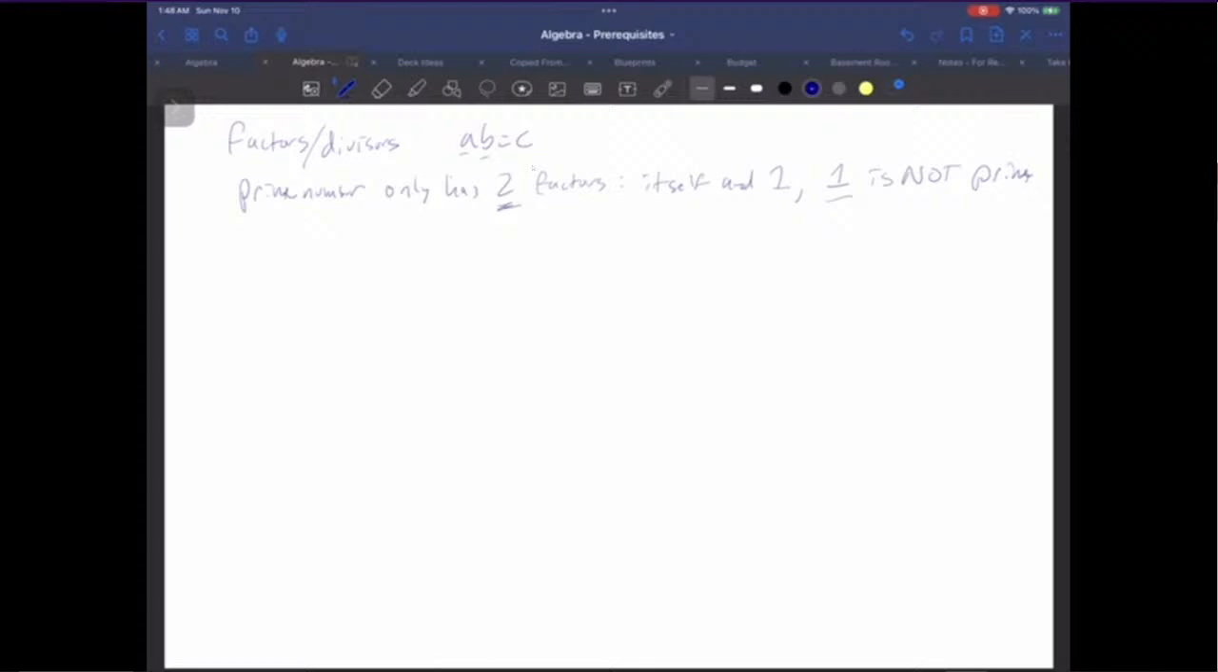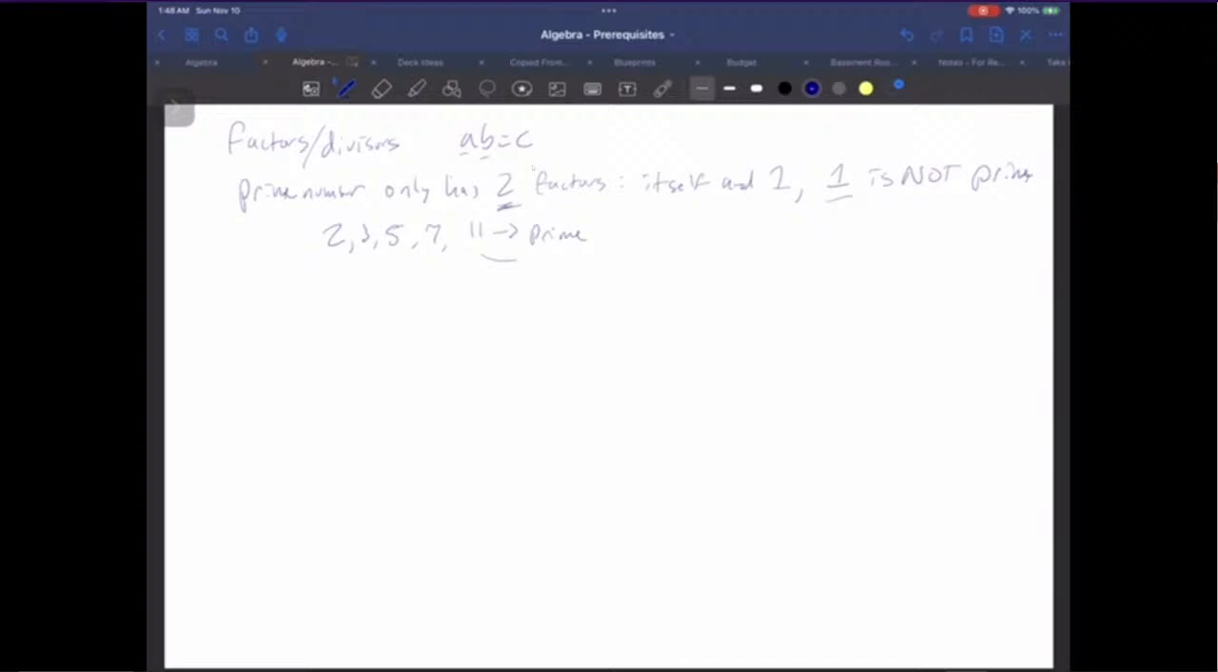So 2, 3, 5, 7, 11, those are all prime numbers. They continue on, but those are examples of prime numbers. The numbers 4, 6, 8, 9, 10, those are composite. Composite just means they are not prime. They are composed of 2 or more prime numbers. The number 1 is neither prime nor composite.